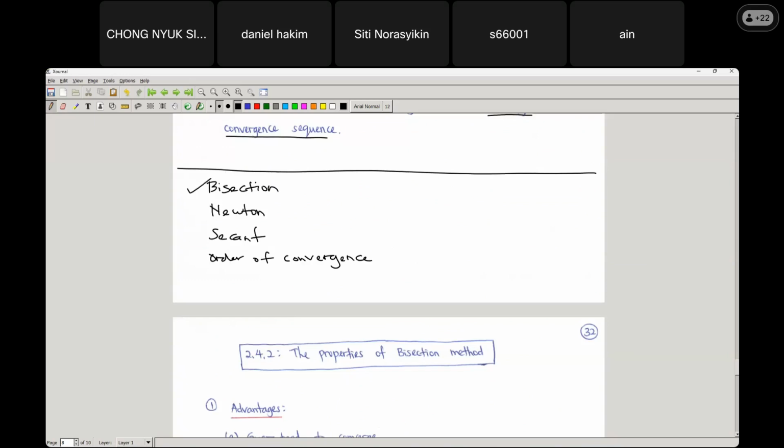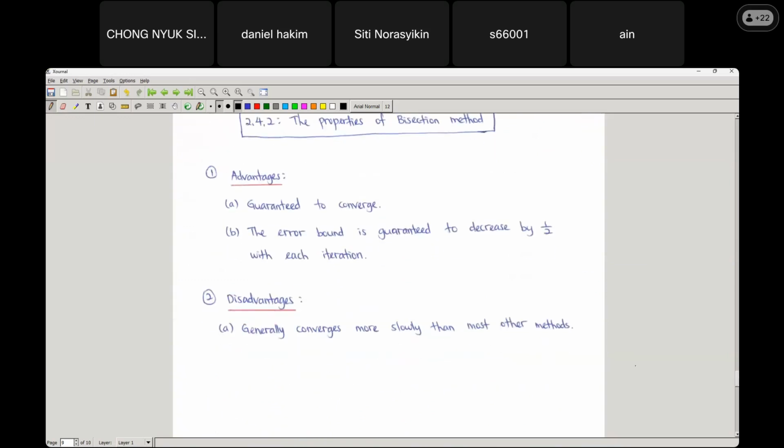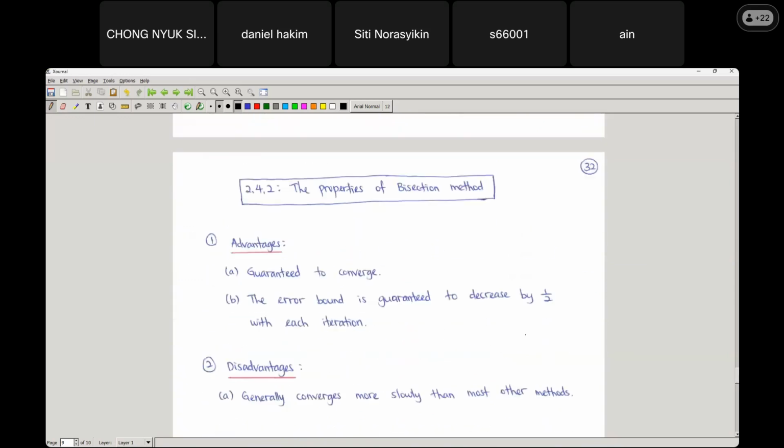What we are going to do in the next section is see what the properties of the bisection method are. So there are good and bad things about the bisection method. The good thing is it is guaranteed to converge. Guaranteed. The word guarantee is so powerful. Next, the error bound is guaranteed to decrease by half with each iteration.